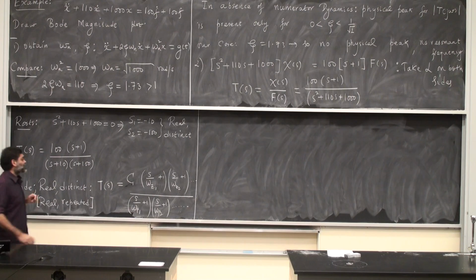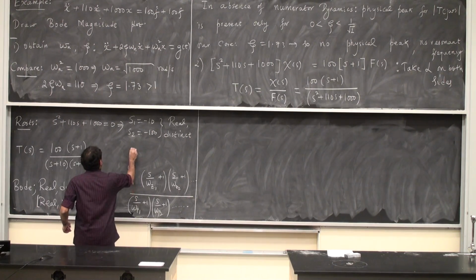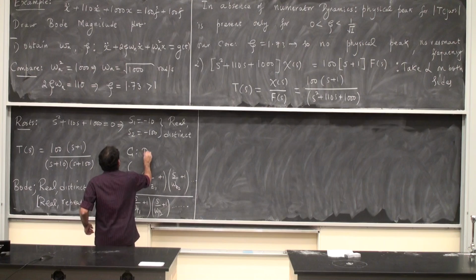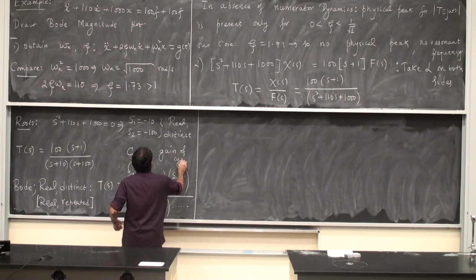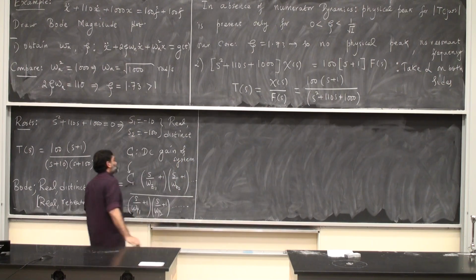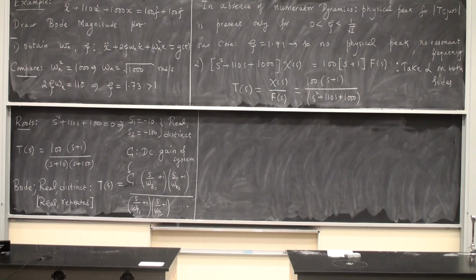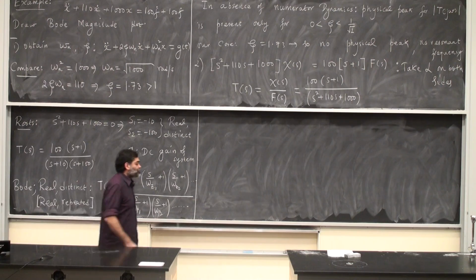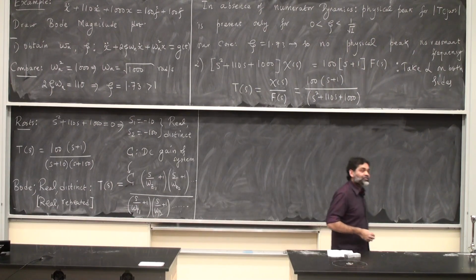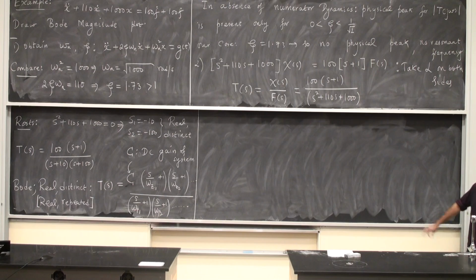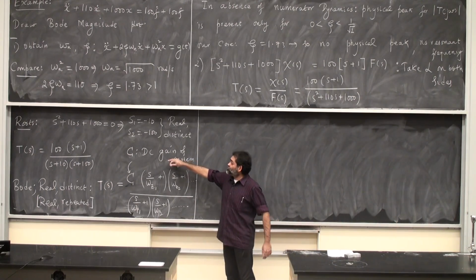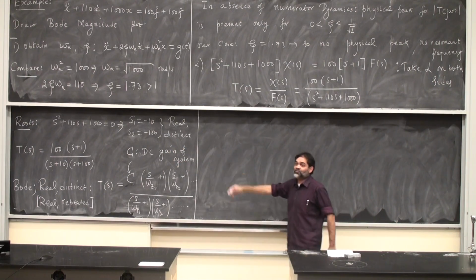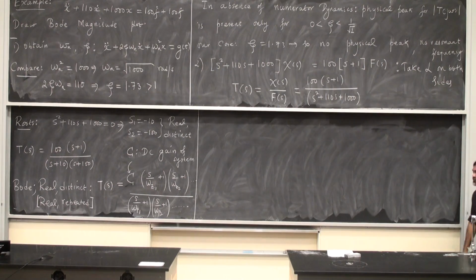Before doing so, this capital C is called the DC gain of the system. This is essentially the value of the transfer function when S is equal to 0. When S is equal to 0, you will just see that the transfer function is equal to C, which is the DC gain. I am not going to go into the details of this because you're going to see this again in control systems in a much more elaborate manner.